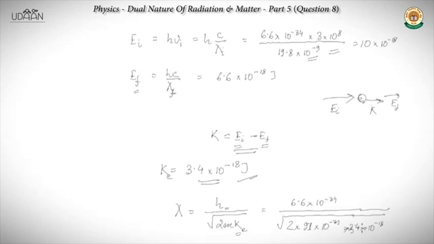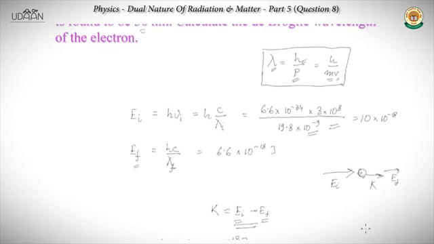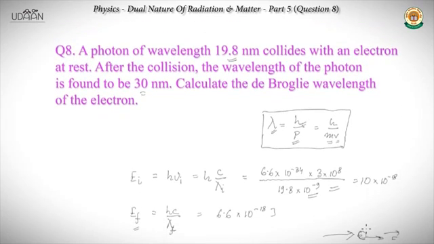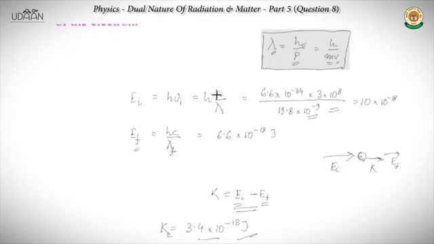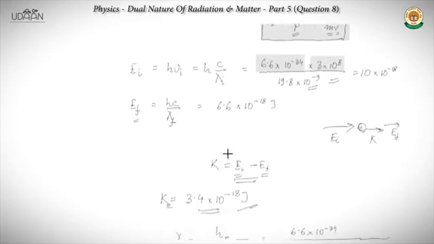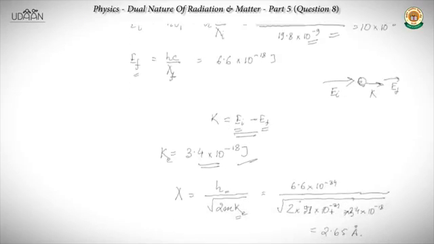Finally, we reached lambda, which is the de Broglie wavelength. But one thing we have to remember is this formula, as per the definition of de Broglie wavelength. Also, there are a certain number of constants whose values we have to remember, like Planck's constant, c, the speed of light, and the mass of the electron, which is 9.1 in 10 power minus 31.